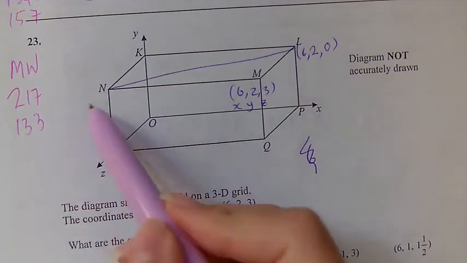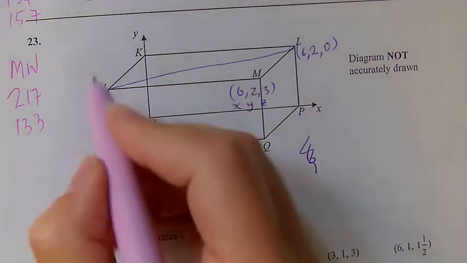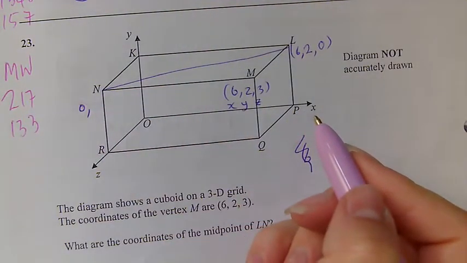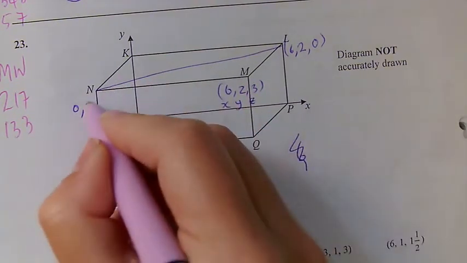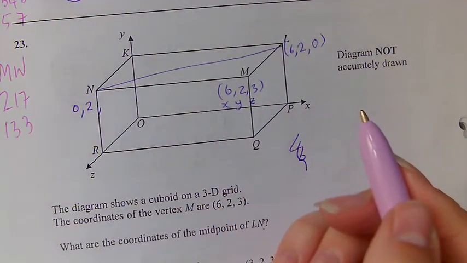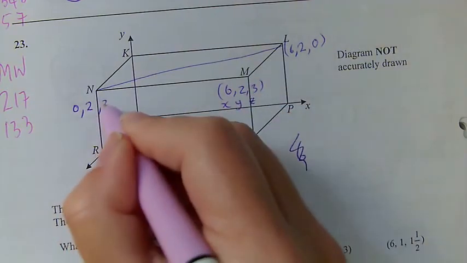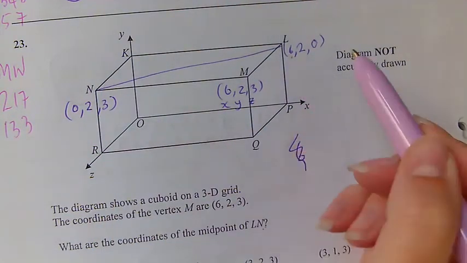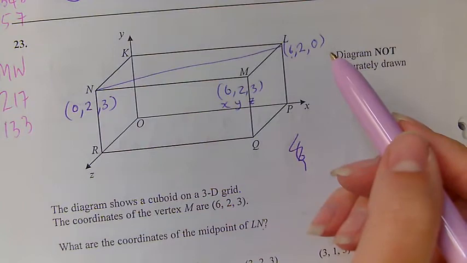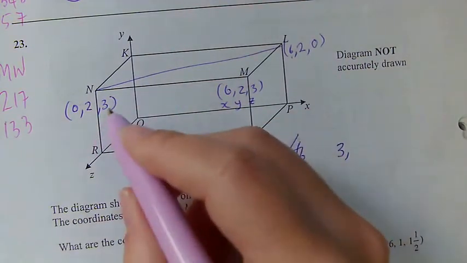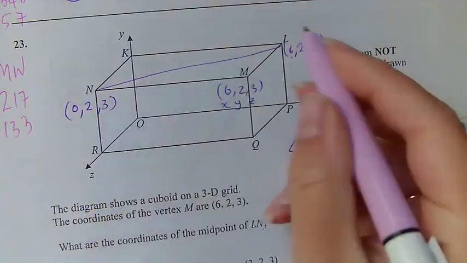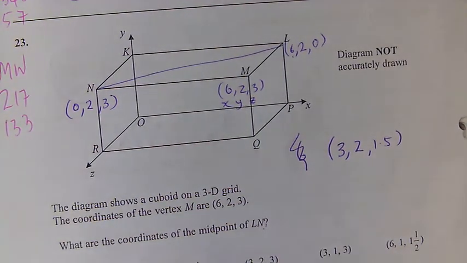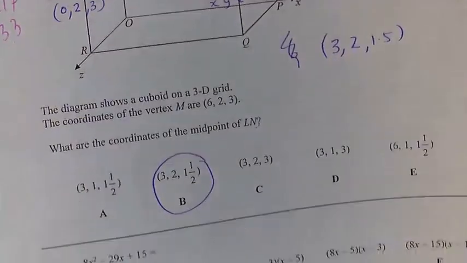The x coordinate of N is going to be 0. The y coordinate of N is going to be the same height as M, which is 2. And the z coordinate of N, because this is a rectangle, we know is going to be 3. So the midpoint of LN is halfway between 0 and 6. If we do the average method, 6 add 0 is 6, and half it is 3. Then halfway between 2 and 2 is 2, and 0 plus 3 is 3, half it is 1.5. So we're looking for 3, 2, 1.5, which is here.